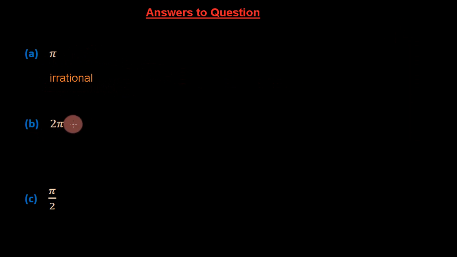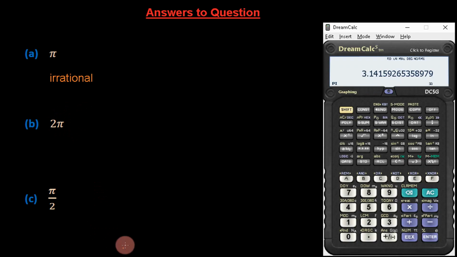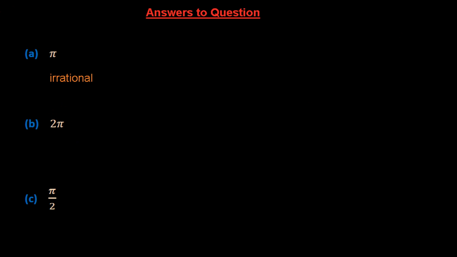Then in B, we have 2 pi. So we're multiplying the number pi by 2. When we multiply this number by 2, it's still going to be non-terminating. And there still won't be a pattern after the decimal. So basically, if you multiply an irrational number, such as pi, by a whole number, we'll still get an irrational number. So the number 2 pi then is irrational.